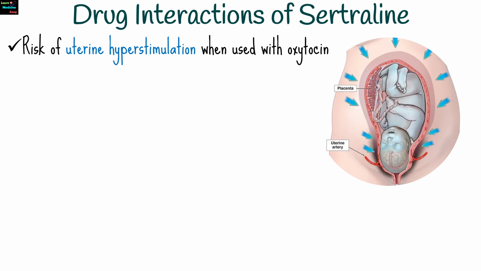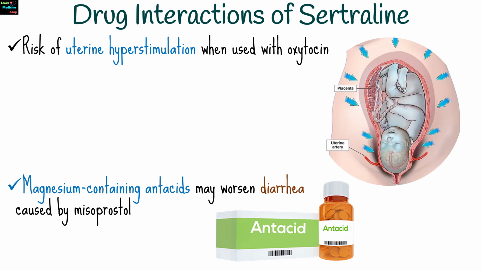Misoprostol is often co-administered with NSAIDs to protect the stomach. However, caution is advised when used with oxytocin due to the risk of uterine hyperstimulation. Magnesium-containing antacids may worsen diarrhea caused by misoprostol.